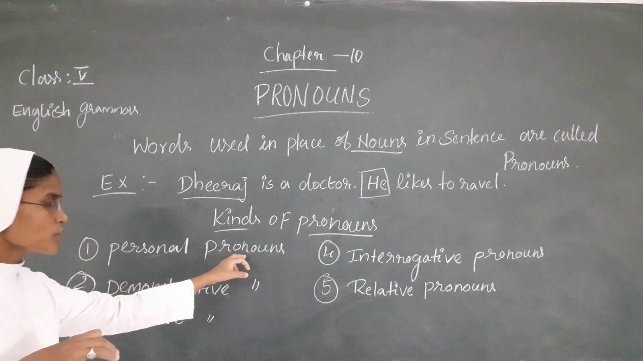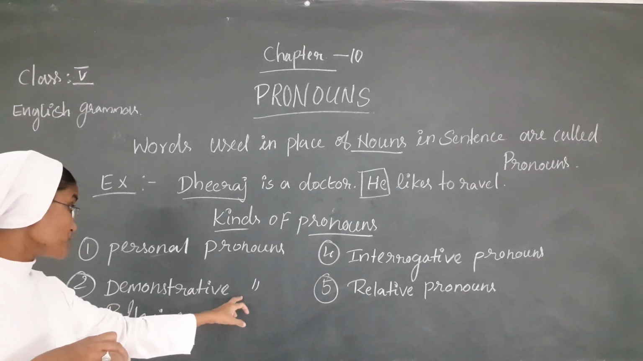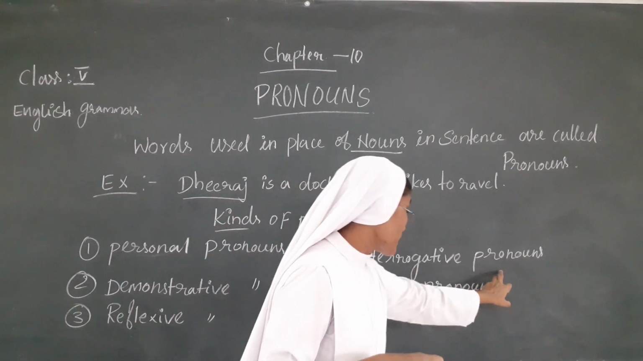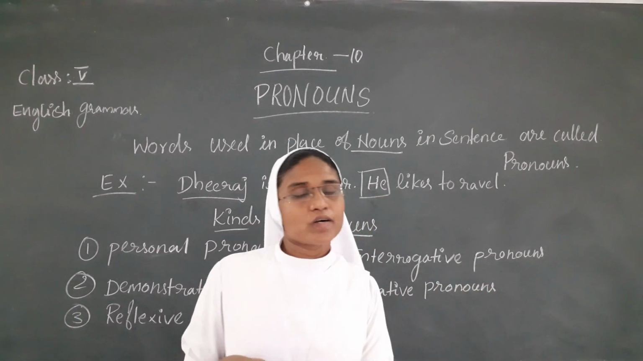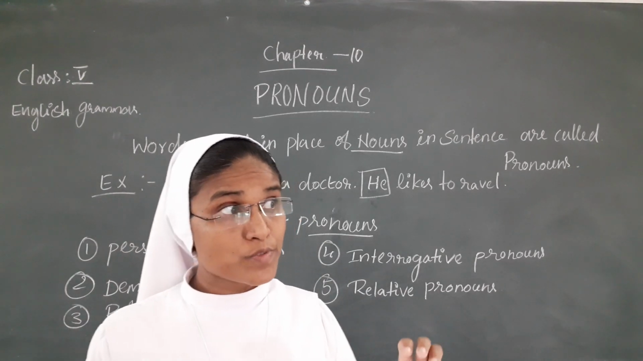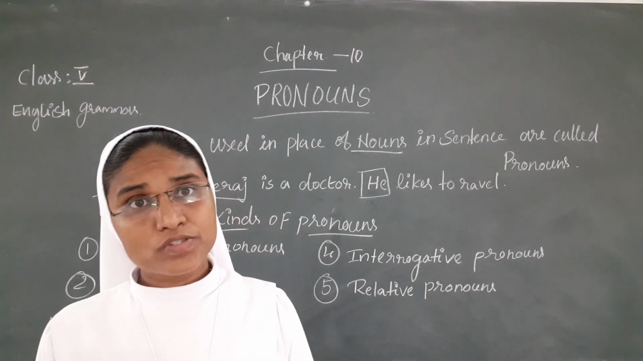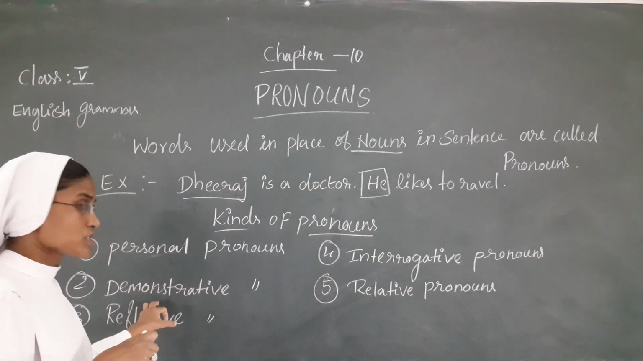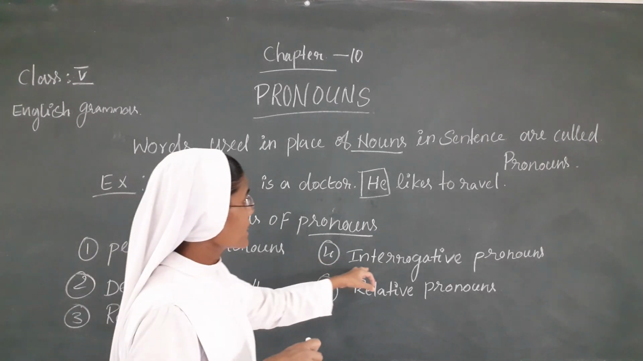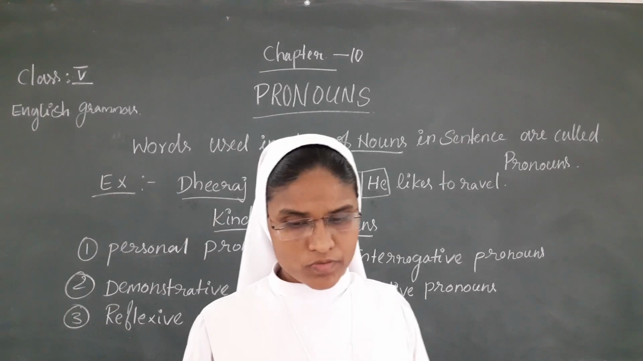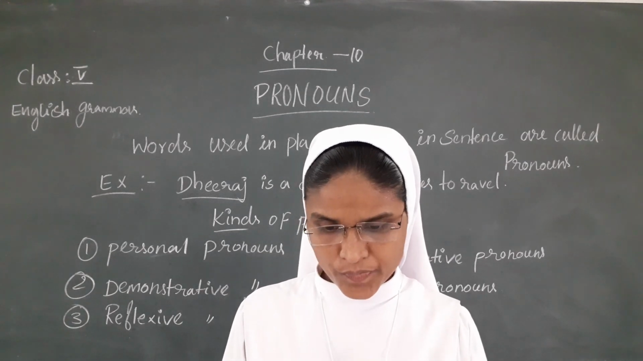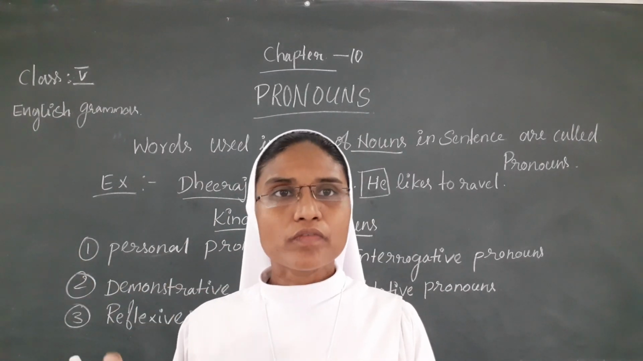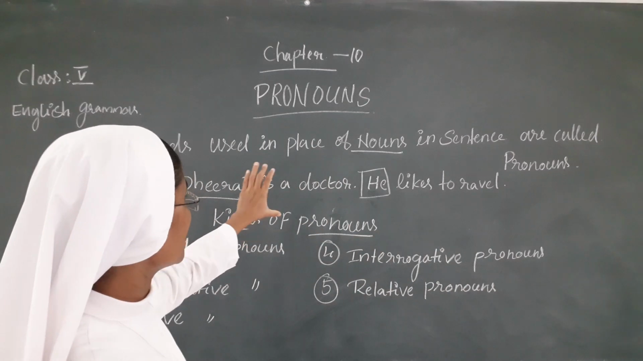First one is personal pronouns. Second is demonstrative pronouns. Third is reflexive pronouns. Fourth is interrogative pronouns. Fifth is relative pronouns. These are the five kinds of pronouns. Today we are going to learn about these five kinds, each one by one.